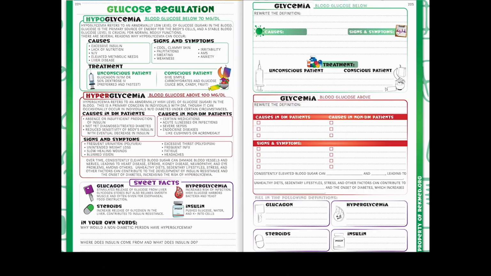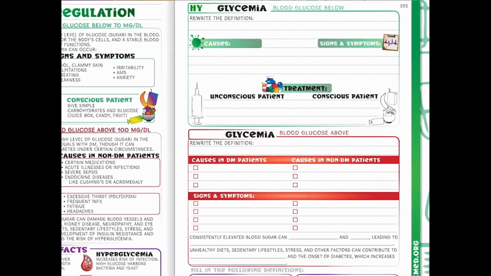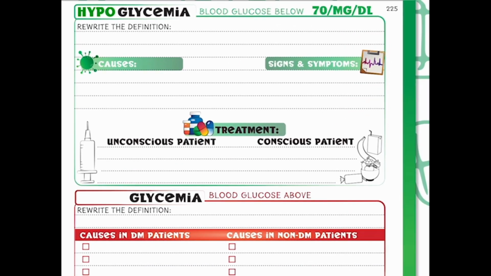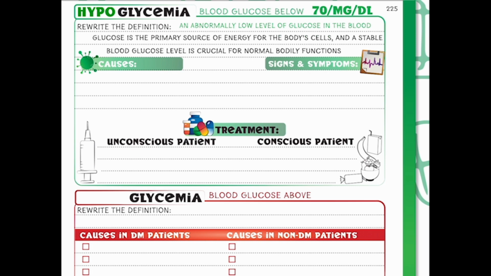So let's jump in. Our first condition is hypoglycemia, and this is a blood glucose that falls below 70 milligrams per deciliter. So this is essentially an abnormally low level of glucose in the body. And since glucose is our primary source of energy for the body's cells, a stable blood glucose level is going to be critical for normal bodily functions.